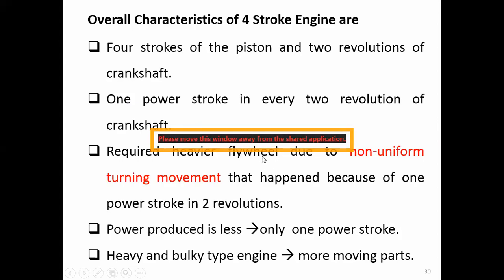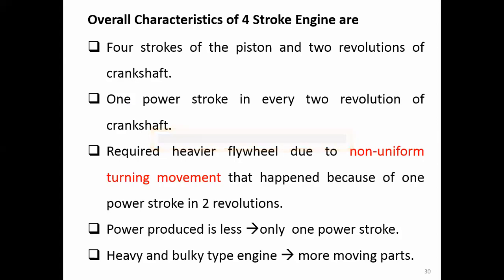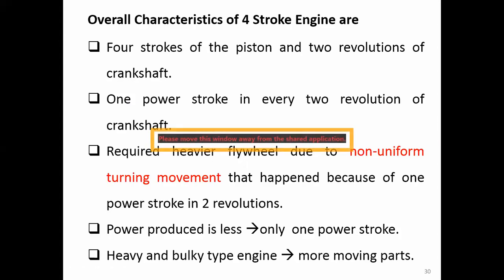Without this flywheel, they will have a non-uniform turning movement. Or in other words, the piston will not go up and down smoothly. So they need this flywheel to store the power and release the power to the strokes that have no power to move, right? The power produced, of course, is less.